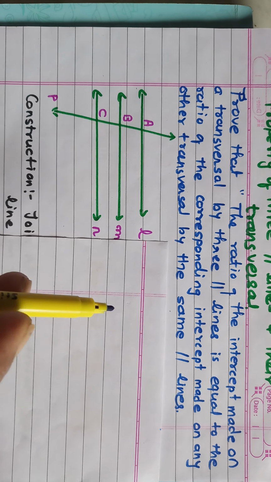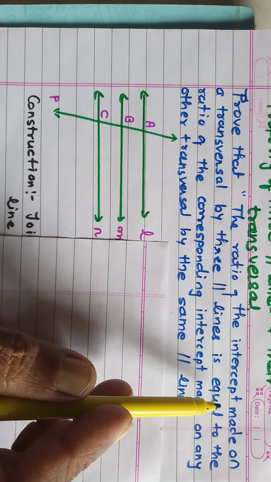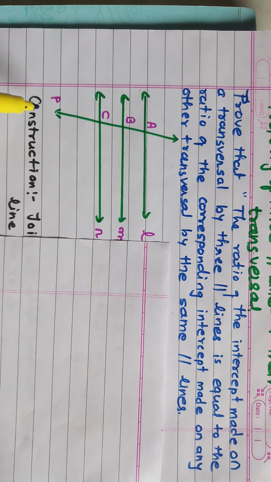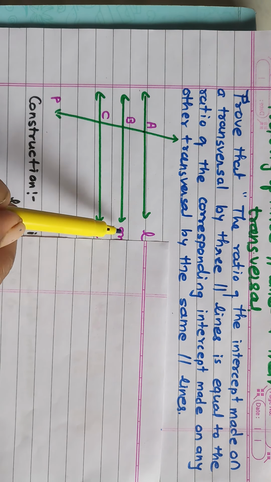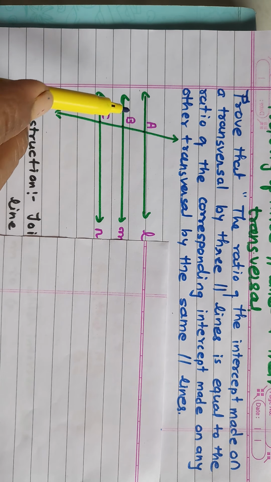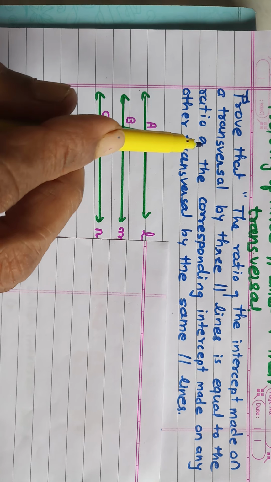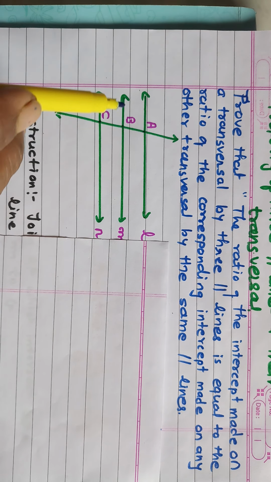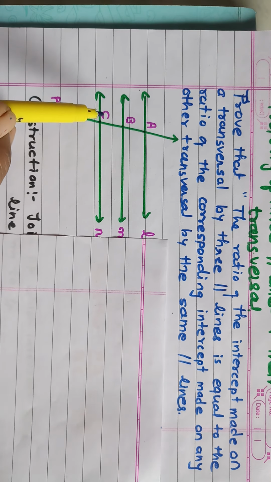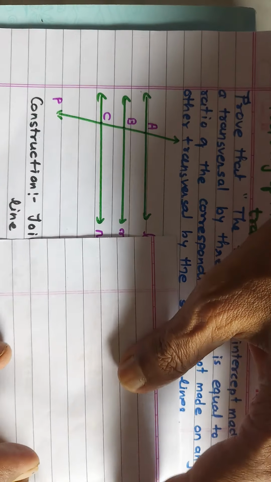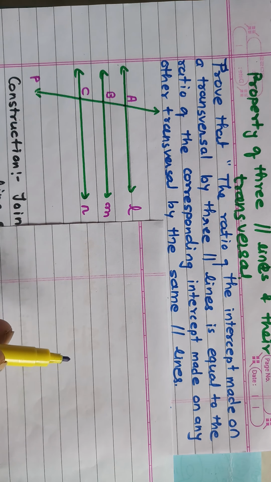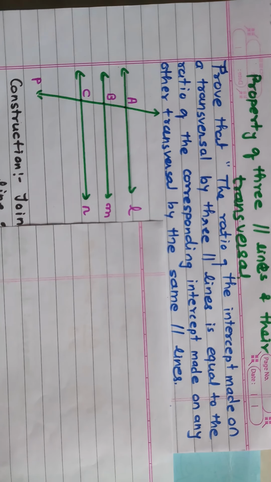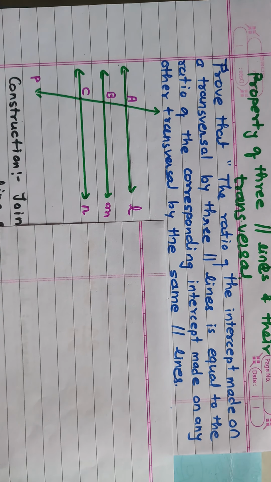Now let's see what an intercept is. Line P intersects line L at A, M at B and N at C. So the intercepts made by line P on the lines L, M, N are segments AB and BC. AB and BC are said to be intercepts. The ratio of these intercepts is equal to the ratio of the intercepts made by another line.